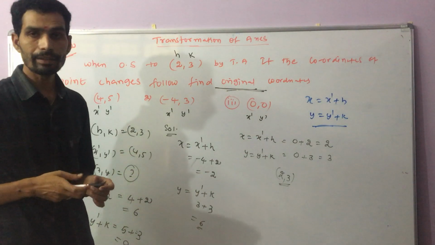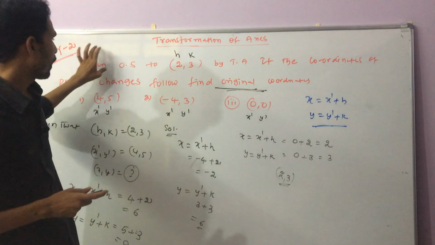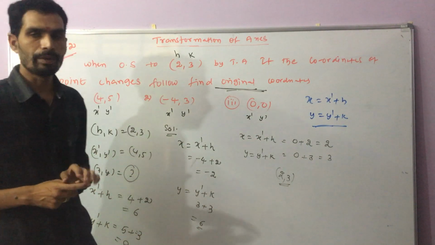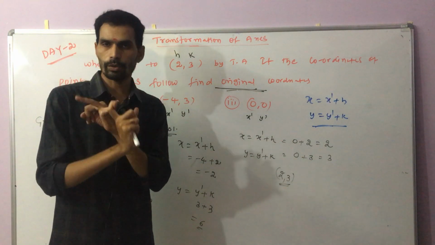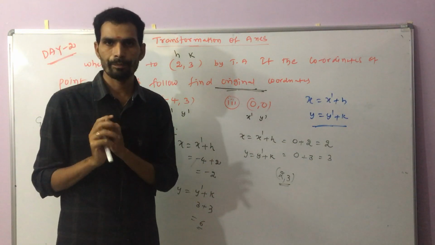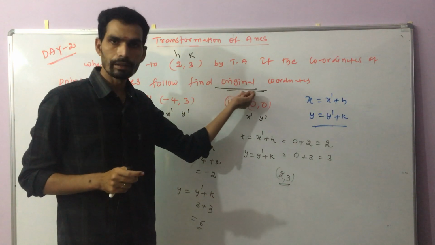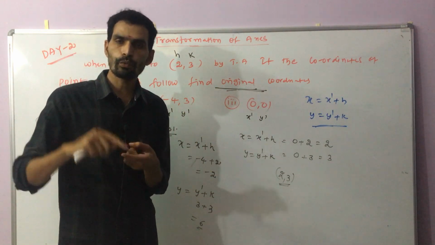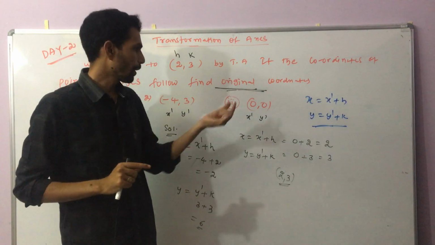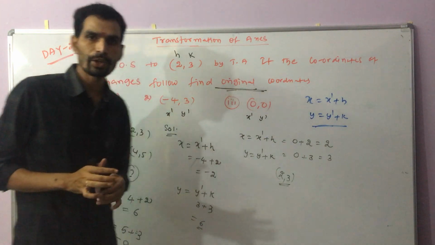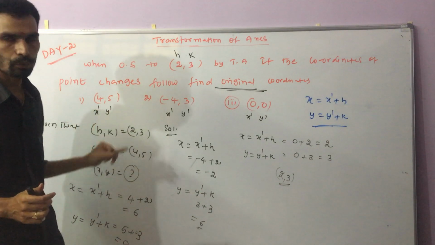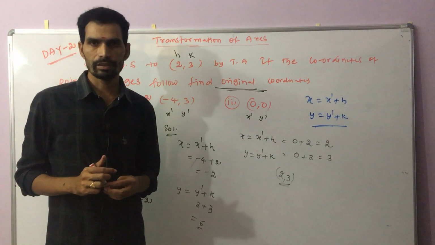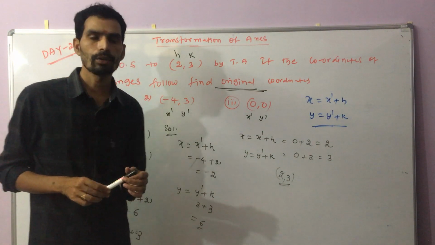Once again, I will repeat the concept. When the origin is shifted to 2 comma 3, it means the shifted origin is h comma k. If you have to find the old, then given are new. New means x dash y dash. Old means x comma y. The shifted origin is h comma k only.